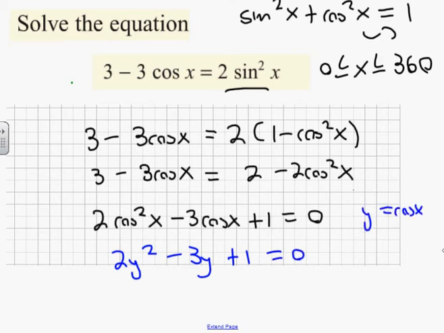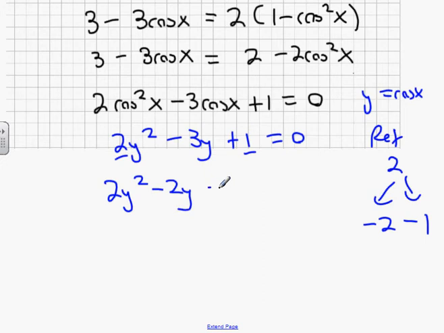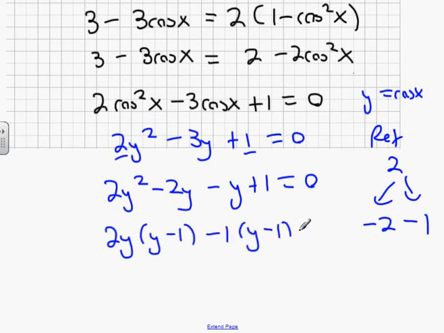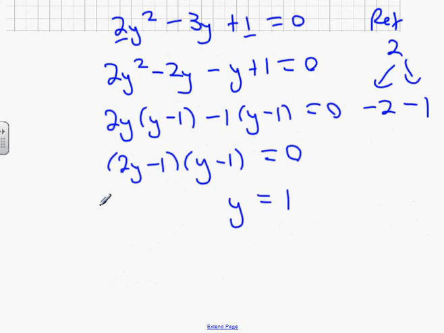Next we can solve this equation using the reference number. The reference number is 2 multiplied by 1, which is 2. Two numbers that multiply to give 2 and add together to give minus 3 are minus 2 and minus 1, so it's 2y squared minus 2y minus y plus 1 equals 0. 2y into y minus 1, minus 1 into y minus 1, equals 0. So (2y minus 1)(y minus 1) equals 0. Then y equals 1, or 2y minus 1 equals 0, 2y equals 1, y equals a half.